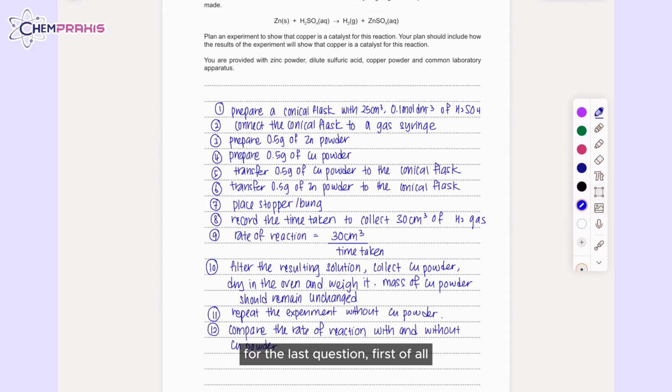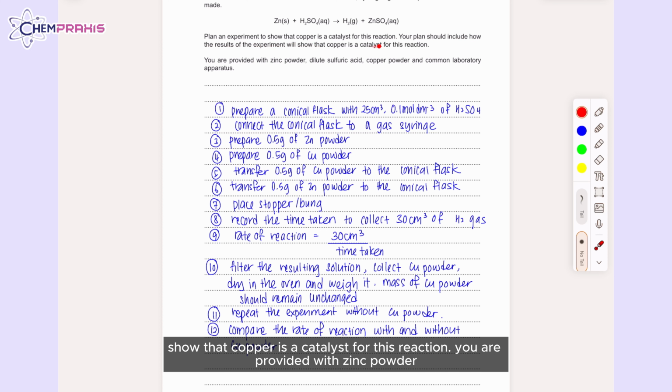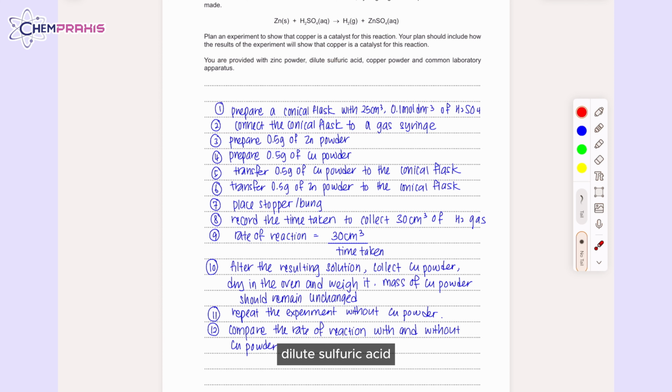For the last question, first of all, when excess dilute sulfuric acid is added to solid zinc, hydrogen gas and aqueous zinc sulfate are made. Plan an experiment to show that copper is a catalyst for this reaction. Your plan should include how the results of the experiment will show that copper is a catalyst for this reaction. You are provided with zinc powder, dilute sulfuric acid, copper powder, and common laboratory apparatus.